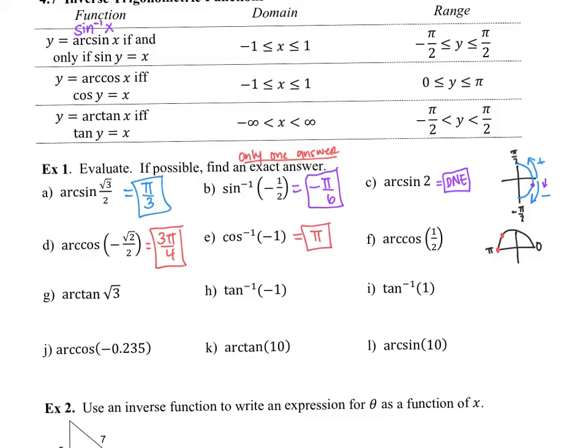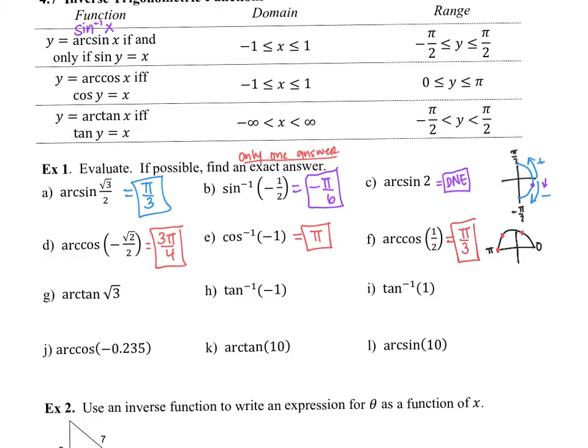Okay, and then arccosine of 1/2. Cosine is 1/2, that's right here. What is that? That's pi over 3. Okay, and I should be getting exactly one answer because these are inverse functions, and functions give exactly one y value for each x value input.